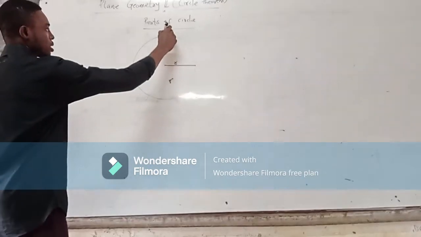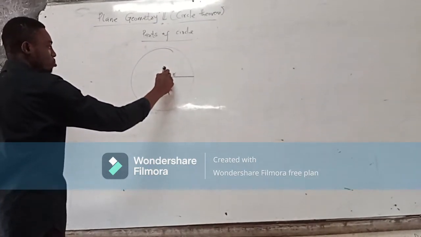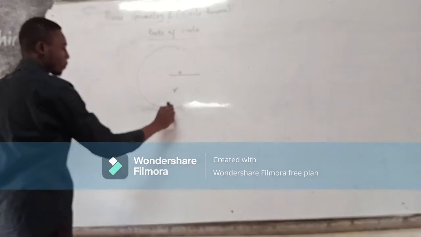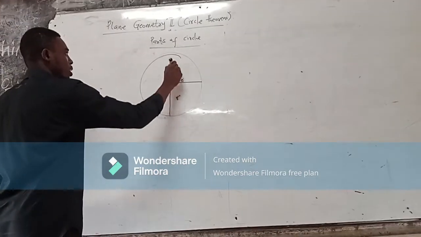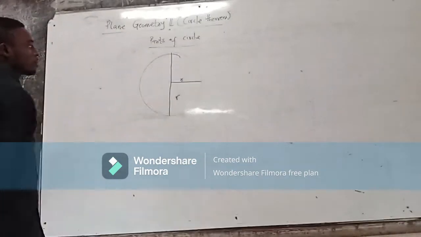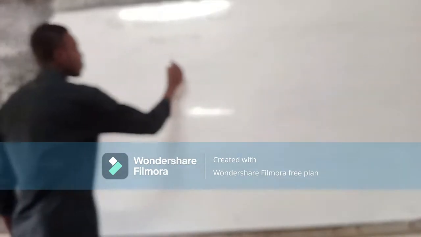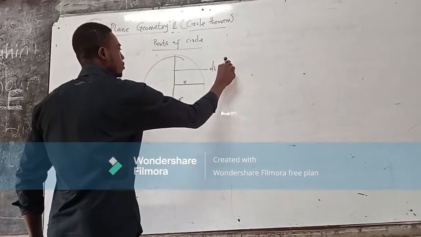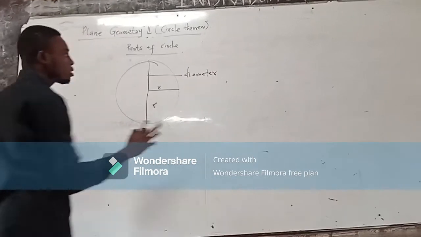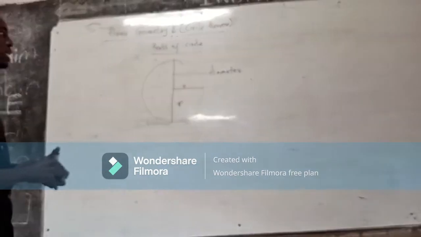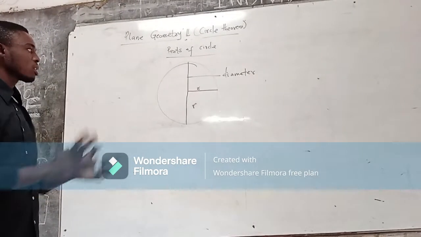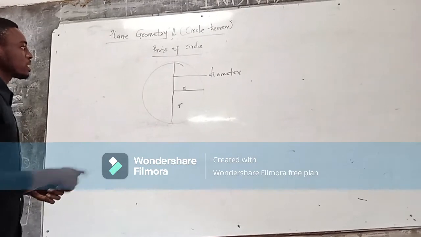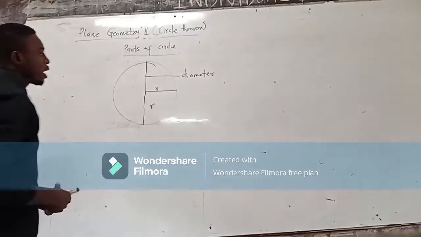And when you draw a line from the circumference and it passes through the center to another point on the circumference, we call that one diameter. A diameter is a line that divides a circle into two equal halves. So that is the definition. And diameter is also a chord.